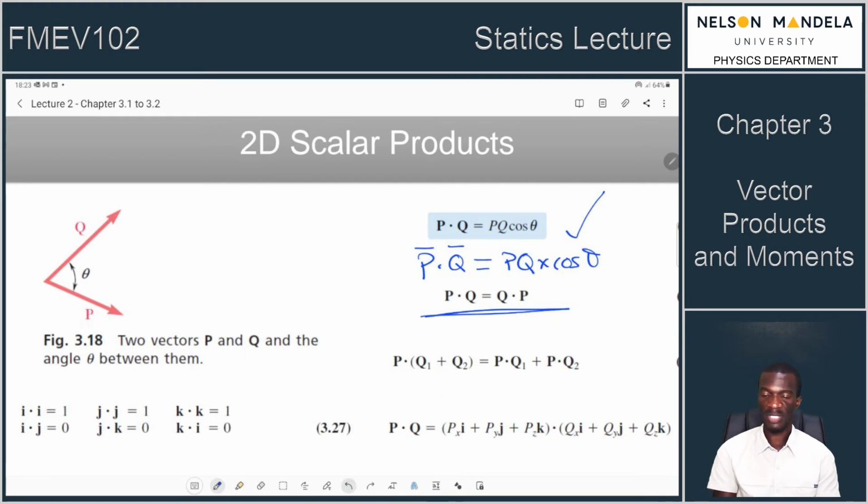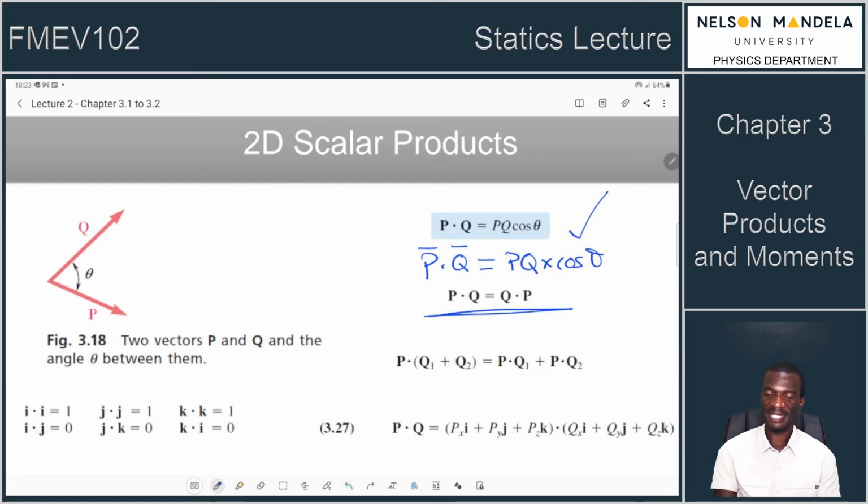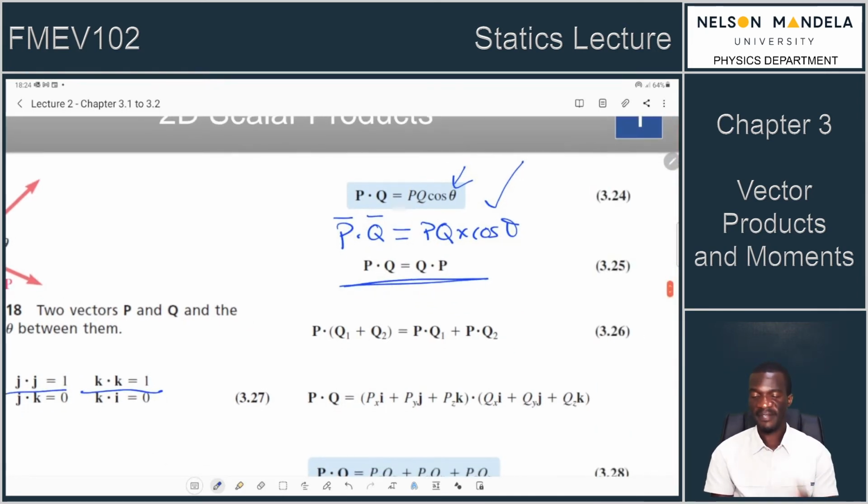So P dot (Q1 plus Q2) will give you P dot Q1 plus P dot Q2. In this part, we are just reminded that if we are using the cosine between the two vectors, it's obvious that if they're at right angles, then they're at 90 degrees and our cosine becomes 0. So any vectors that are not in the same orientation will give you a dot product which is 0. If they're in the same orientation, they give you a dot product which is unity. And this is for unit vectors.